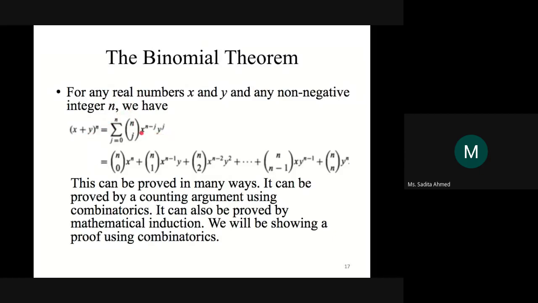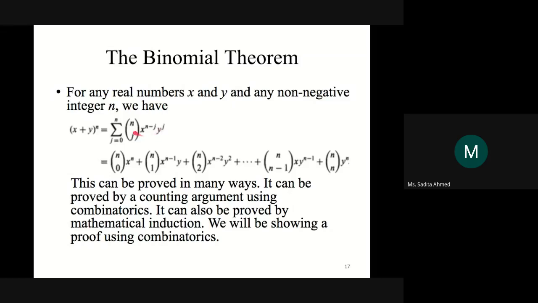You have chosen x n minus j times. How many x plus y terms are left? If you have chosen x n minus j times, how many options are left? J number of options. Exactly. N minus j, x is already chosen. Left is j. So the rest of the terms, you'll choose y.